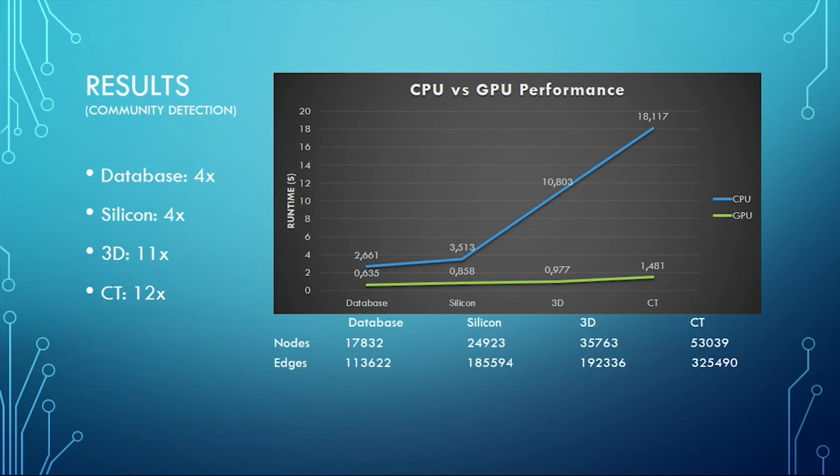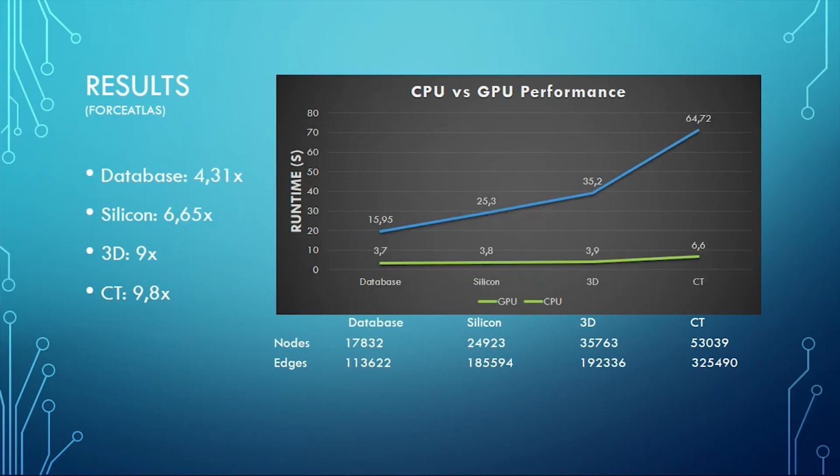So you can see that, for example, on the CT graph, it was taking 18 seconds on the CPU and only just 1.5 on the GPU. And for the Forster-less layouts, we could reach up to 9.8 times faster runtime. Also on the CT graph, it took more than a minute on the CPU and just 6.5 seconds on the GPU. So there's a lot to gain using GPUs compared to the CPUs.